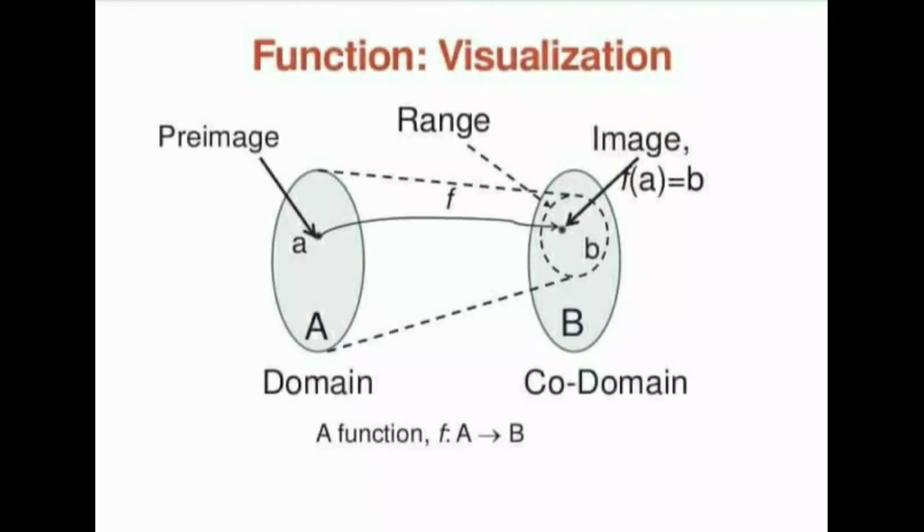So with this visualization you can understand a function written this way: f such that A to B, where A is the domain and B is the codomain. So hope you understand what is the range, what is the image of an element, the image of any element in domain A, and every element is denoted by small letters. So hope you understand what is the domain, the codomain, the image and the range by this visualization. Next, graphical representation.